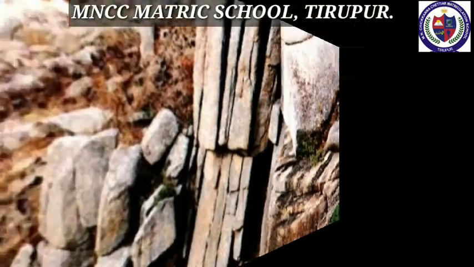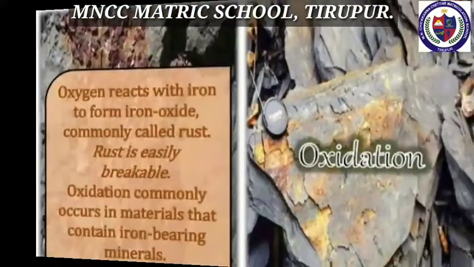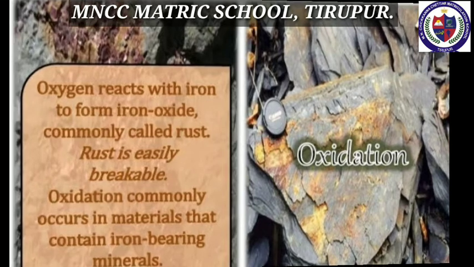Next topic, chemical weathering. Disintegration and decomposition of rocks due to chemical reactions is called chemical weathering. Chemical weathering takes place through the process of oxidation, carbonation, solution, and hydration. Oxidation. Oxygen in the atmosphere reacts with the iron found in rocks, thus leads to the formation of iron oxide. This process, similar to the rusting of iron, in the presence of air and water, is known as oxidation.